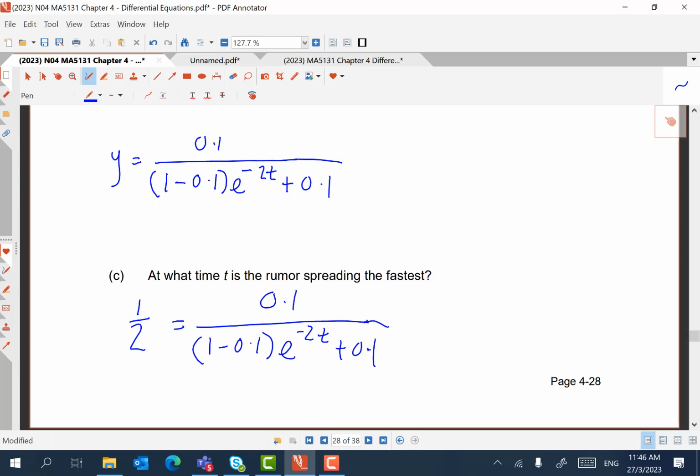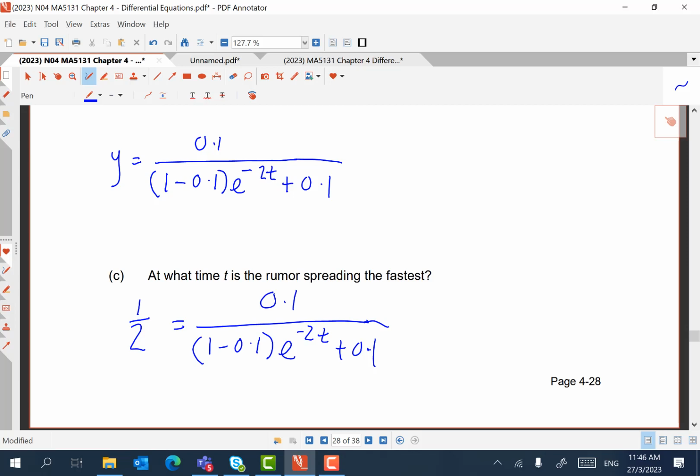Okay, why do you think you put a half? Why did Katish say just equate to half like what I've shown on the screen? Why? Because in part A, we say that the rumor spreads fastest when y is half. That's the reason why. Okay?